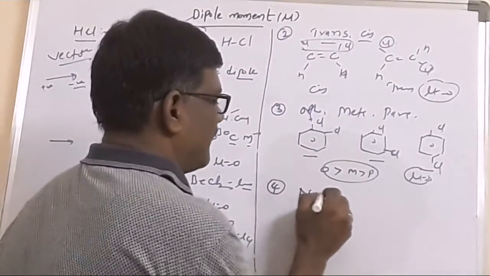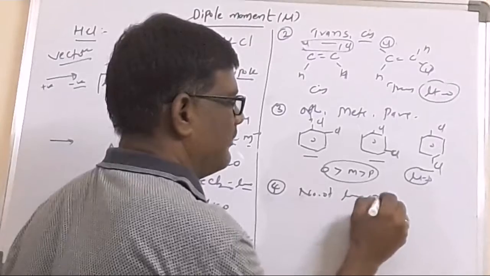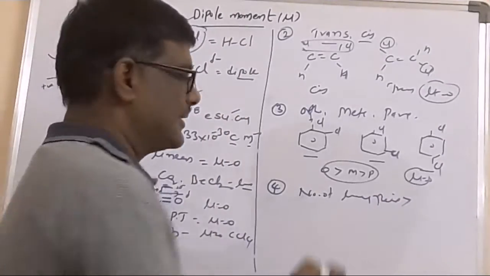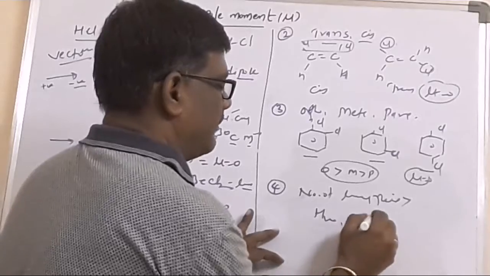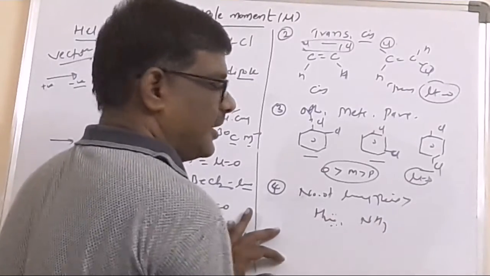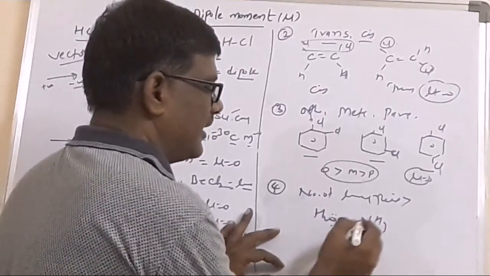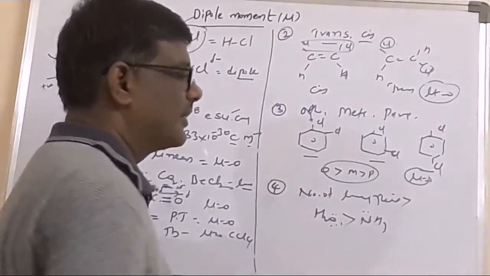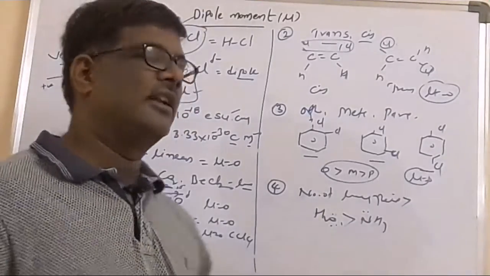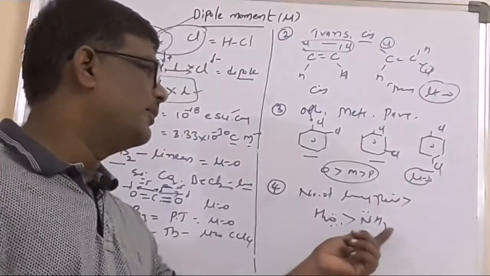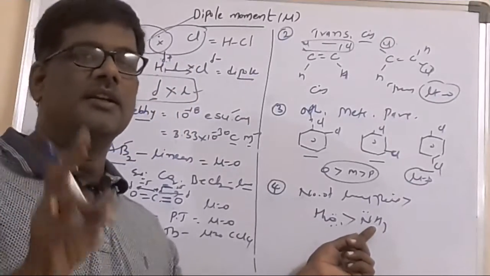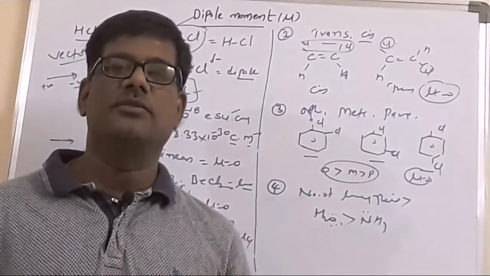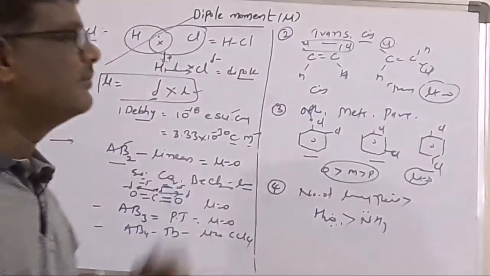Next, as the number of lone pairs increases, the dipole moment also increases. For example, water and ammonia. Water has 2 lone pairs on the oxygen atom. Ammonia has 1 lone pair on nitrogen. Now, which has the higher dipole moment? Water has a higher dipole moment than ammonia because ammonia has only 1 lone pair. In the water molecule, oxygen has 2 lone pairs, so the dipole moment also increases.